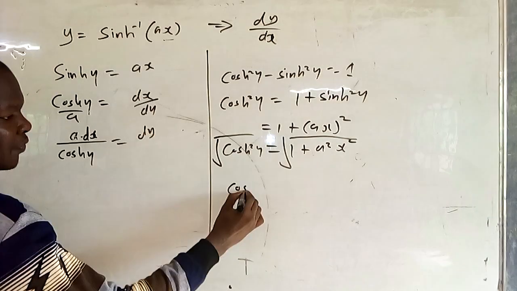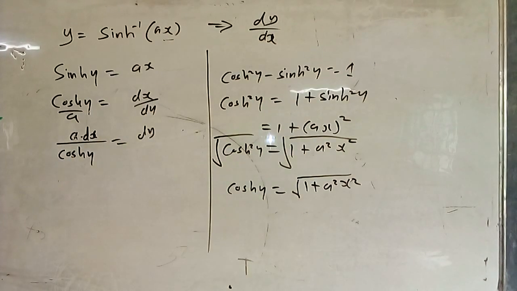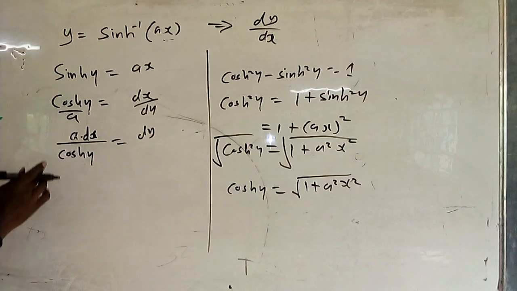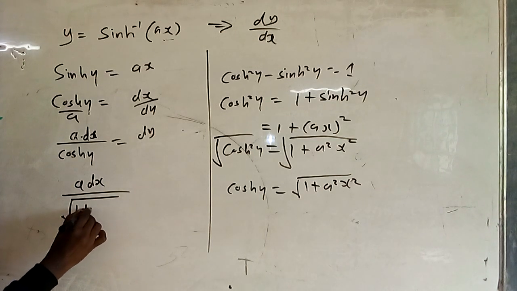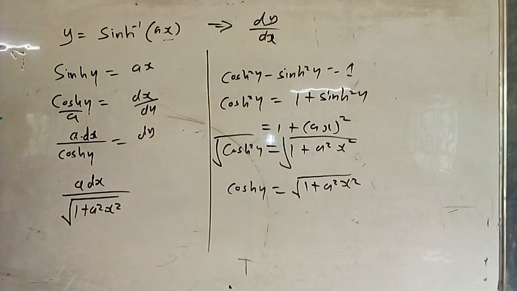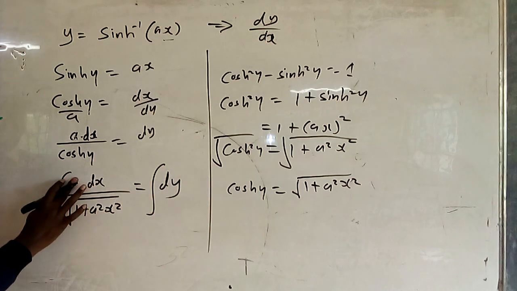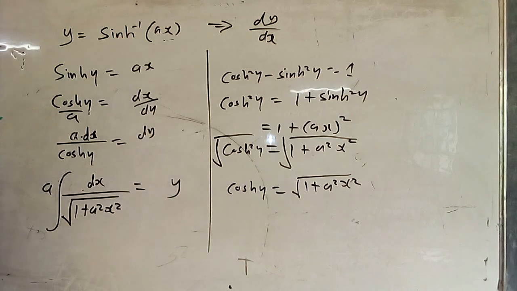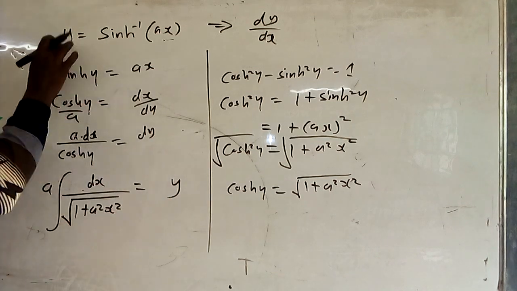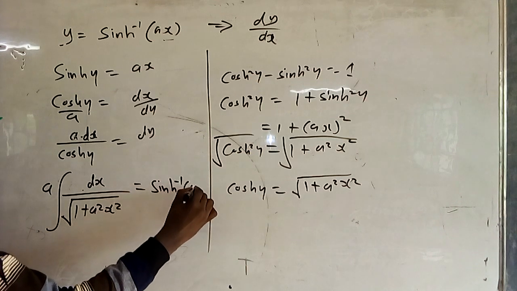So what is cos y? Square root of 1 plus a squared x squared. So here it means we have a dx over square root of 1 plus a squared x squared, the value of cos y, to be equal to dy. Then you integrate both sides. This a is a constant. If you factorize it out, you have that, isn't it? So if you integrate dy, you remain with y there. But what is y? Y is sec inverse of ax.